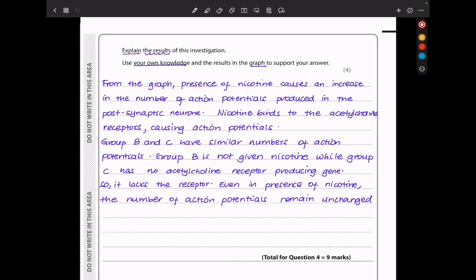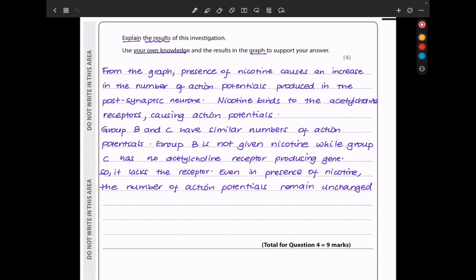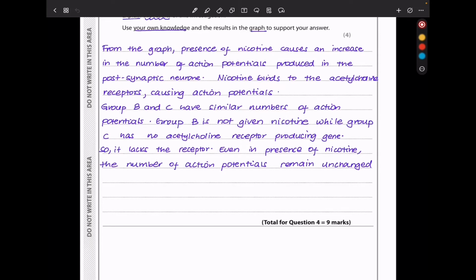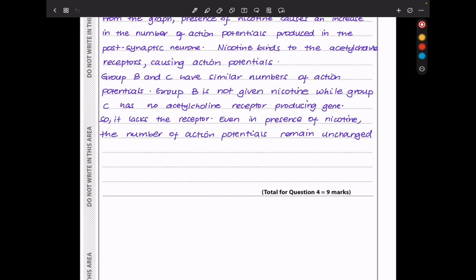Groups B and C have similar numbers of action potentials. Group B is not given nicotine, while Group C has no acetylcholine receptor producing genes, so it lacks the receptor. Even in presence of nicotine, the number of action potentials remains unchanged. So this brings us to the end of question 4. Let's continue to question 5.